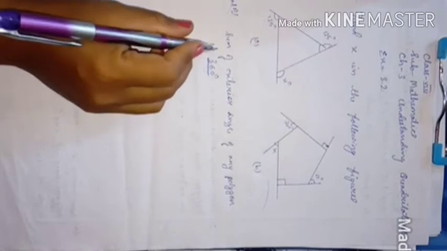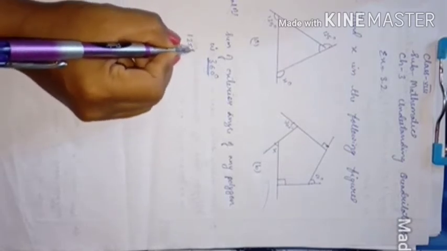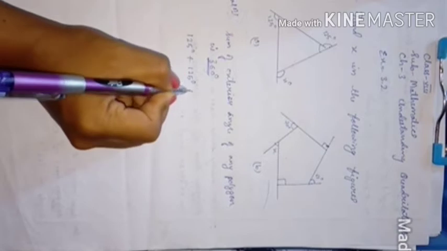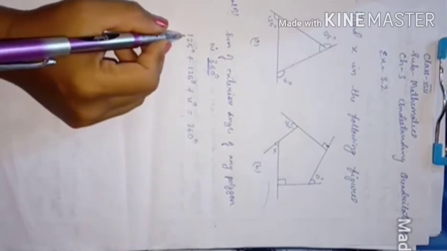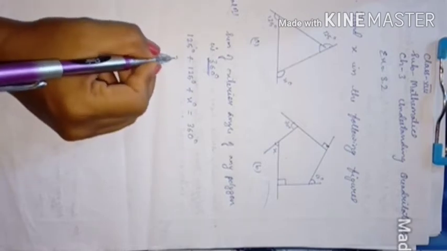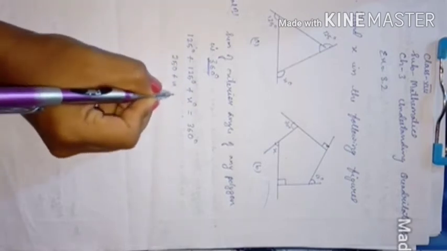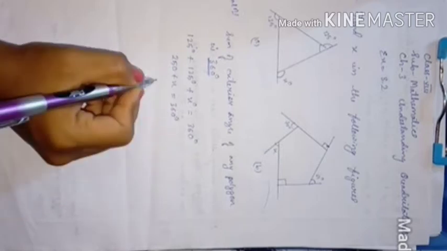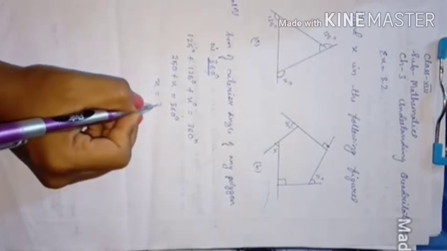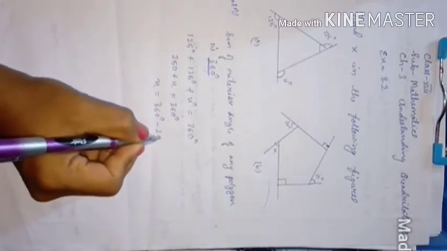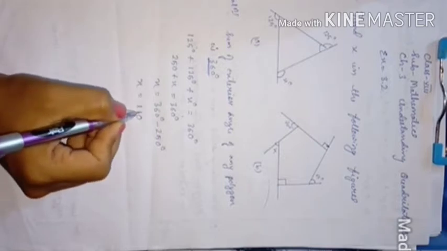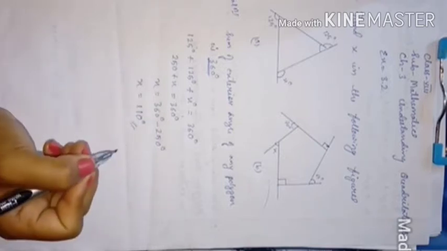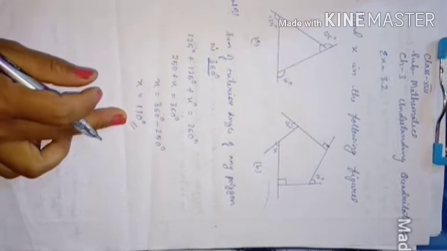So now what can we write? Using this we can write 125 degree plus again 125 degree plus x degree is equal to how much? 360 degree. Now 125 plus 125, how much will you get? 250 plus x equal to 360 degree. Now we have to find the value of x. So x equal to 360 degree minus 250 degree. So x equal to how much will you get? That means x equal to how much did we get? 110 degree.